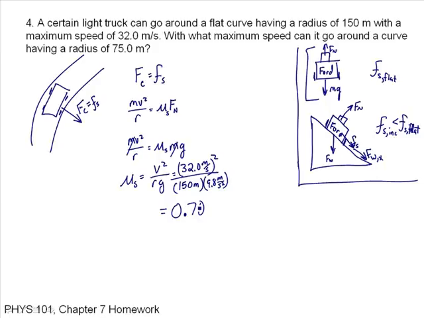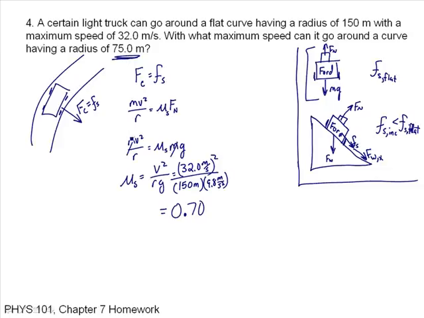Now that value for mu is based upon the tires that you have on your car and the state of the road. Is it dry? What's the road made out of, and what have you. It doesn't change if the radius of the curve changes, and that's really what this question is asking. What if now we have a radius of 75 meters? What then is your maximum speed that you can go around?